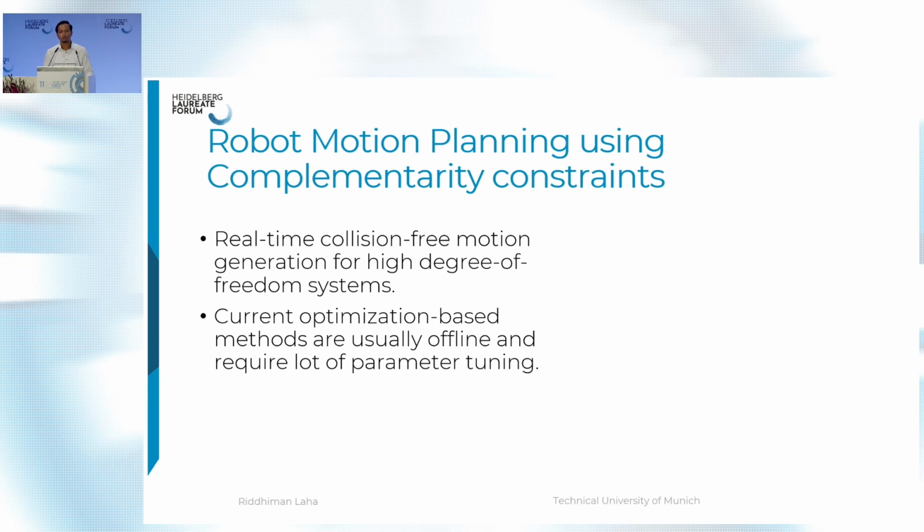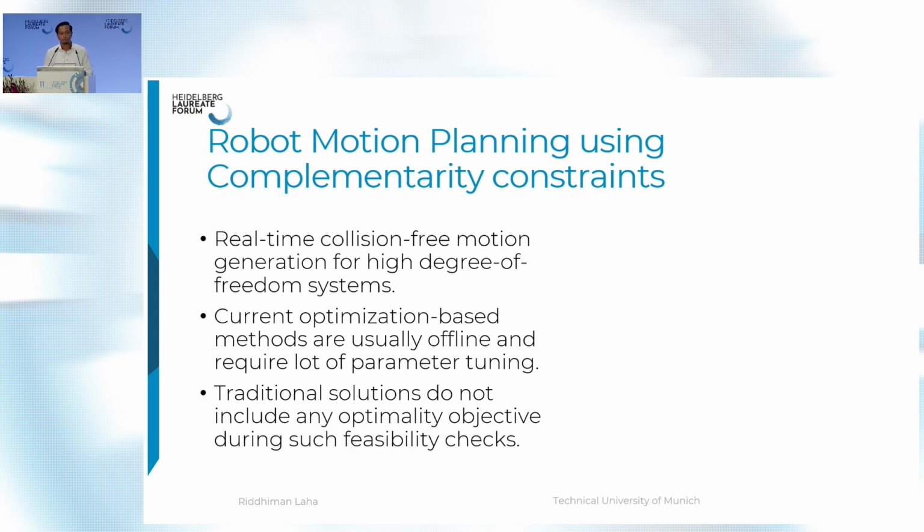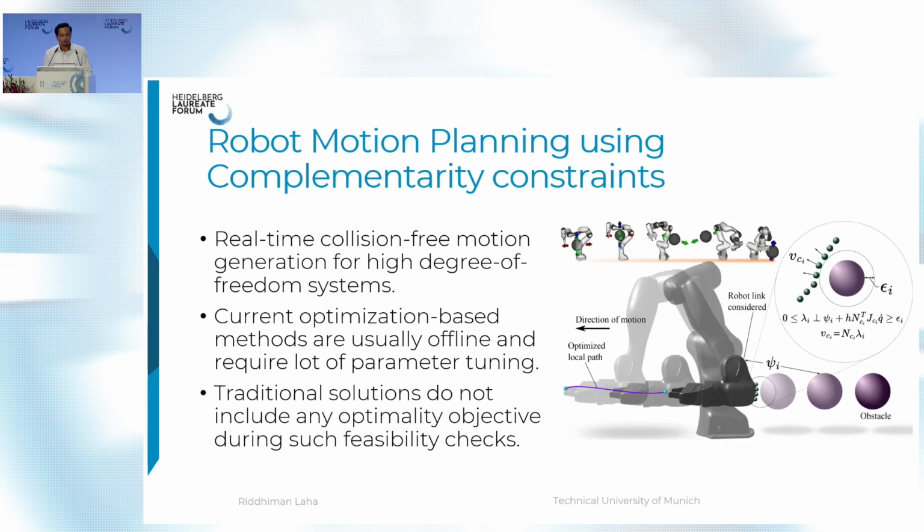In this work, we model collision avoidance using complementarity constraints. And we also have an optimality objective that accounts for the shortest path, or the safest path, or the path of least energy. As you can see here, as the obstacle moves closer to one of the links of the robot, the points on the surface experience a compensating velocity or force that guides it along or slides it along the surface of the obstacle until it escapes and then reaches the goal.